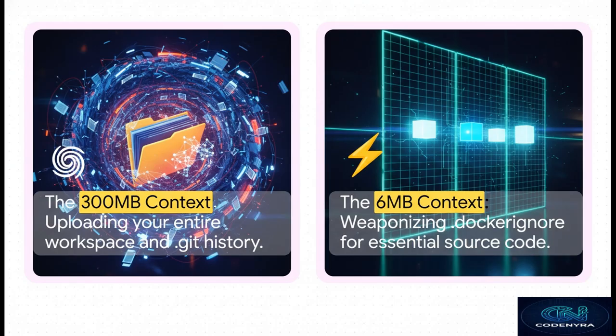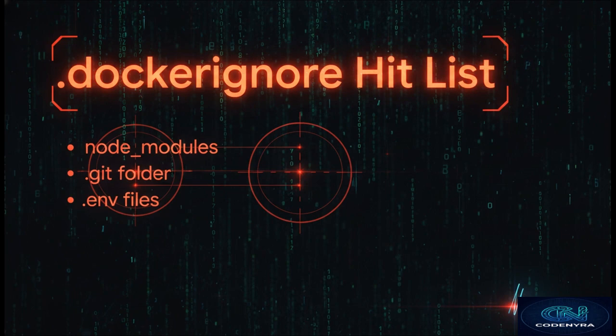Doing this can instantly drop a bloated 300 megabyte context down to a lean 6 megabytes. So here's your .dockerignore hit list. Honestly, you need to treat this file exactly like you treat your .gitignore. You absolutely must exclude node_modules, your .git folder, and temporary build directories like bin and obj. And this is absolutely crucial. Never, ever let .env files with sensitive secrets make it into your build context.